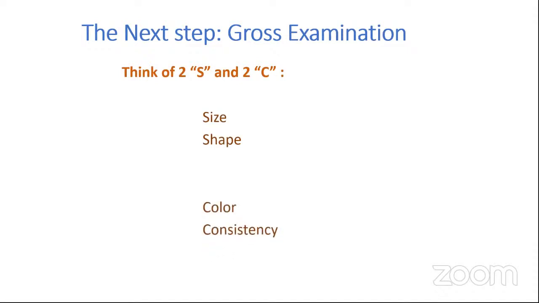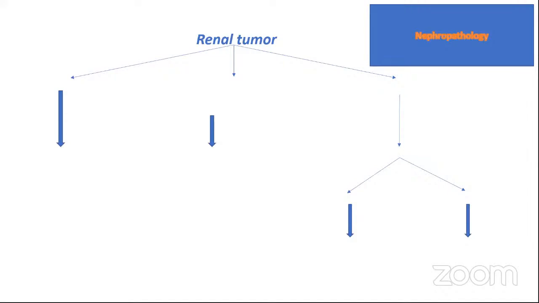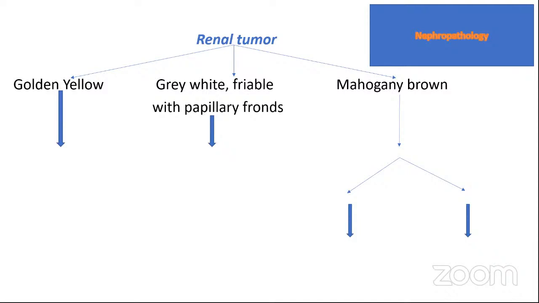Now, cross examination certainly involves a detailed description of what we see, but ultimately it boils down to the 2S and the 2C, which is basically for the size and the shape and for the color and consistency. And so your algorithm or your diagnostic flow chart should include some relevant cross examination findings which could lead you to a particular diagnosis. For example, when you are evaluating a renal tumor, if the tumor is golden yellow, you are going to think of a clear cell RCC.